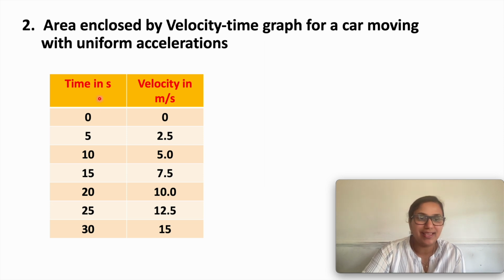As you can see here, time is given in seconds starting from 0 to 30 seconds. Velocity in meter per second is from 0 to 15 meter per second. That means when time is 0 seconds, the velocity is also 0. But when the time is 5 seconds, what happens to the velocity? Velocity reaches 2.5 meter per second. So let us start plotting the graph.